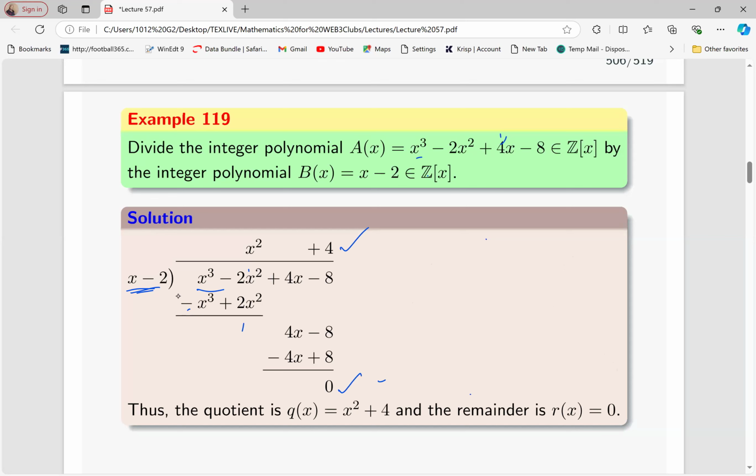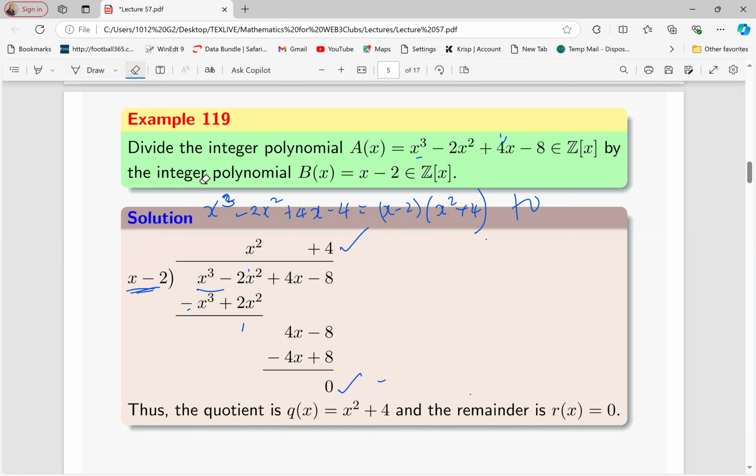So our Euclidean algorithm, what does it say? The Euclidean algorithm says that this polynomial, how do we write it in terms of the Euclidean algorithm? So this is the same as x minus 2 multiplied by x squared plus 4, and the remainder is 0. So that's how we normally write in terms of the Euclidean algorithm, where you have to note how many times it goes there and what is the remainder.